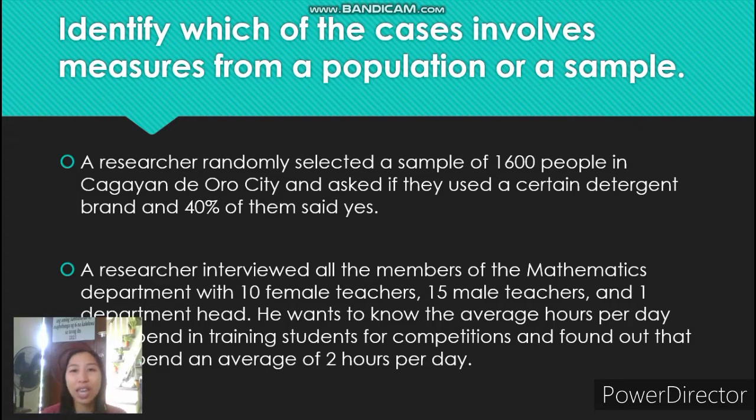So, this first case is an example of a statistic. This 40% is an example of a statistic. That is not a parameter. I will explain that more later.